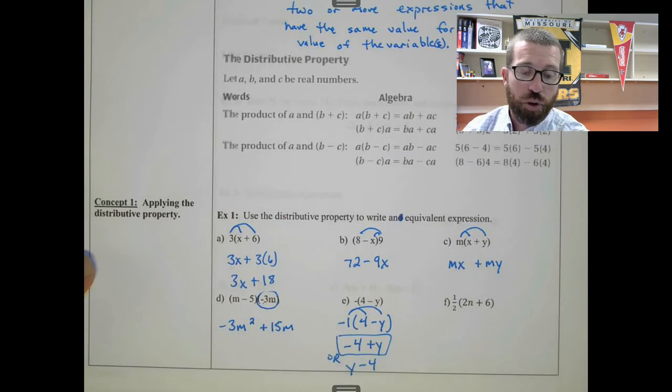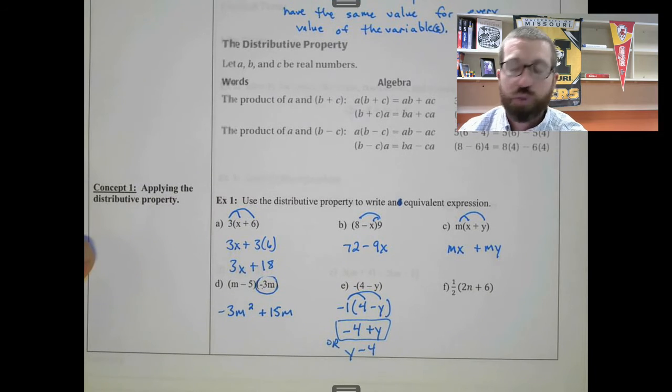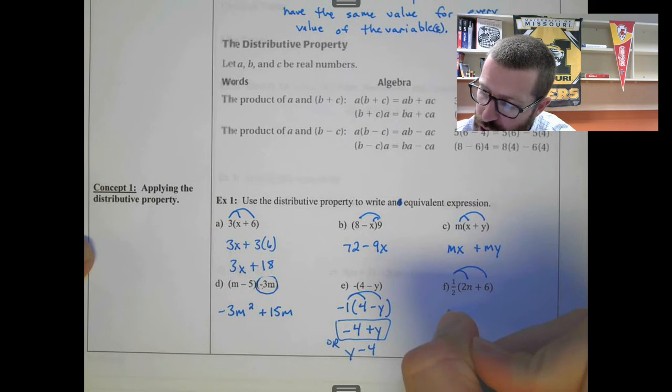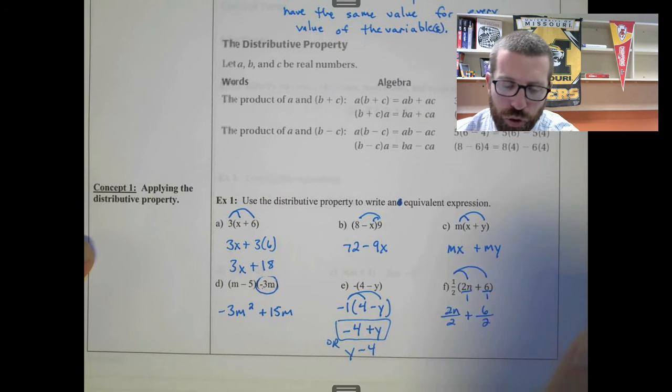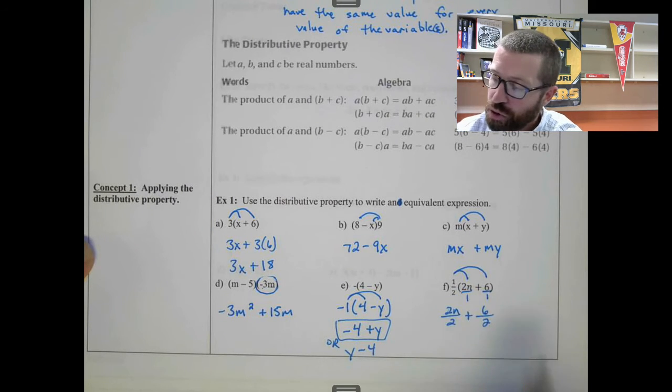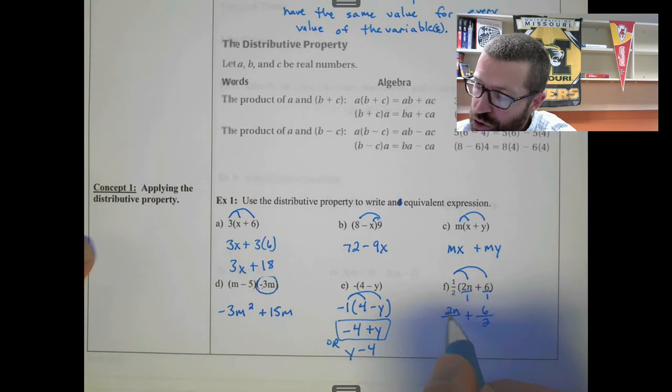And then fractions don't change anything other than we have to work with fractions. But it's distribute, and you get 2n over 2, which will reduce, and then 6 over 2. Remember, with fractions, you multiply straight across. You can think of the 1 being underneath each of those terms. And then reduce. So 2 over 2 is just n, and then plus 3.